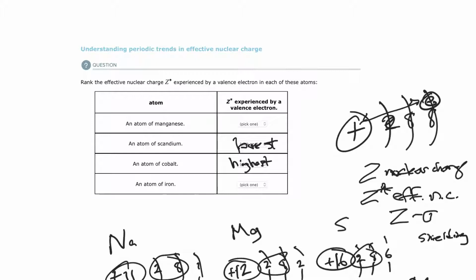If highest is 1, then this is 2, and this would be 4. That would make that 3. You understand, you're just putting them in order.